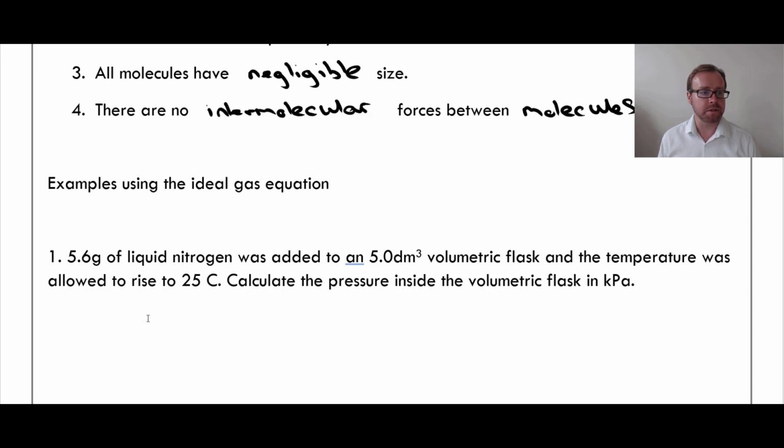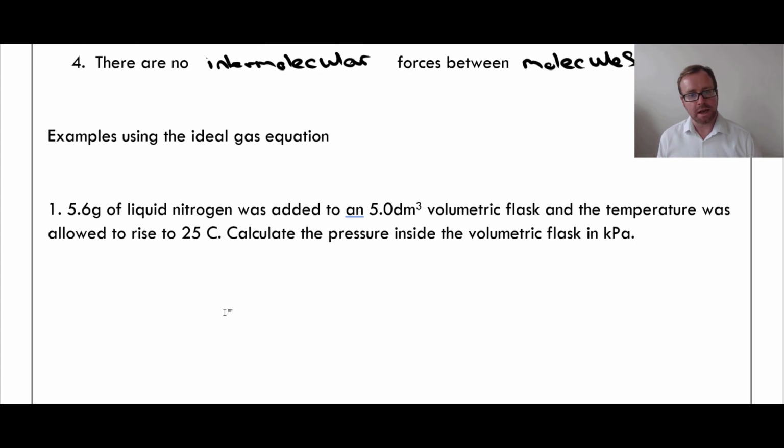So 5.6 grams of liquid nitrogen was added to a 5 decimeter cubed volumetric flask, and the temperature was allowed to rise to 25 degrees Celsius. Calculate the pressure inside the volumetric flask. Well, I'll give you a quick start. So PV equals nRT. So I need to use my ideal gas equation. I don't have my number of moles, so maybe that's where you start off. Okay, back in a minute.